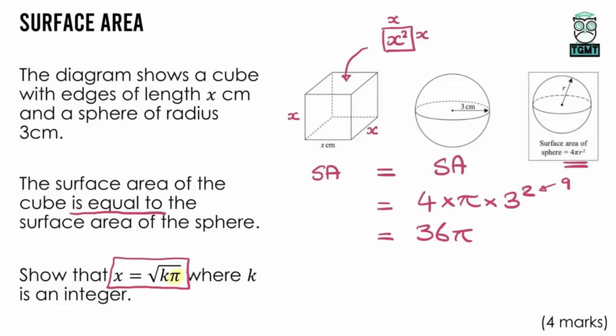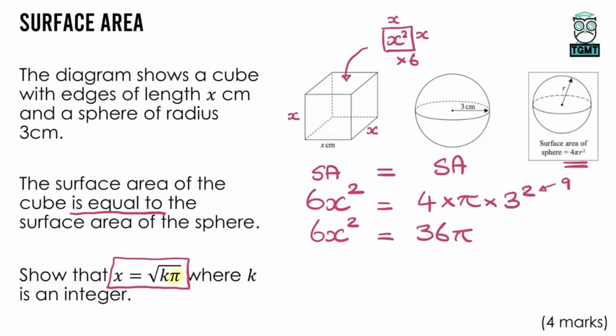Now a cube has 6 faces. So if one face is 1x squared, then all 6 faces would be 6x squared. And that is the surface area of the cube. There we go, just taking our x squared and multiplying it by 6. So we now have the surface area of the cube, 6x squared, and the surface area of the sphere, 36 pi. And it wants it to say x equals.